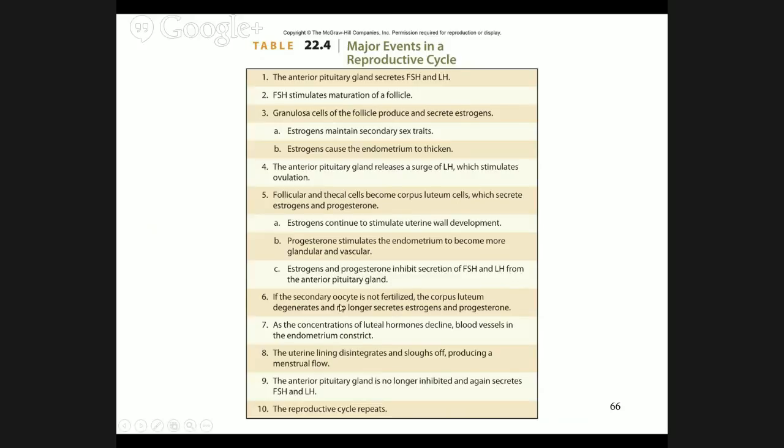If the secondary oocyte is not fertilized, the corpus luteum degenerates and no longer secretes. As the concentration of luteal hormones declines, blood vessels in the endometrium constrict, and the uterine lining disintegrates and sloughs off, producing a menstrual flow. Then the pituitary gland is no longer inhibited and again secretes FSH and LH, and the reproductive cycle repeats.